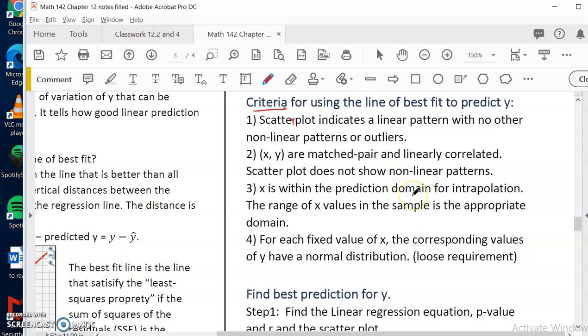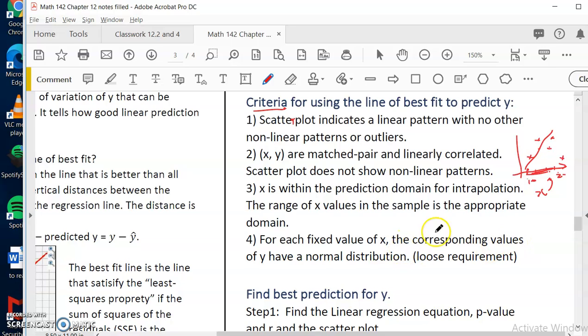What is the prediction domain? That is the x values that you have in your data. I graphed and labeled the numbers, so I know where it starts and where it stops. If the numbers are from 10 to 20, you only predict for x between 10 and 20. You should not plug in x equal to 30. This domain is the prediction domain that you can use the line for, but not outside.